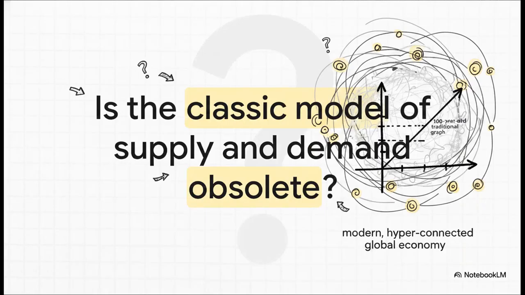Okay, let's just dive right in by asking a genuinely provocative question. Is the classic economic model of supply and demand obsolete? We've all seen that century-old traditional graph, an X, Y, and two lines crossing. You know the one. It's simple, it's elegant, but does it actually describe how a modern, hyper-connected global economy functions? Keep that question in the back of your mind as we go.